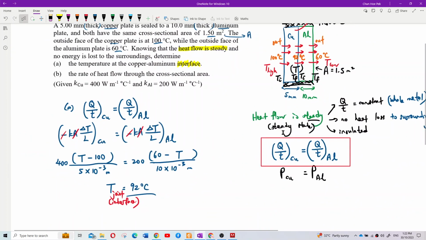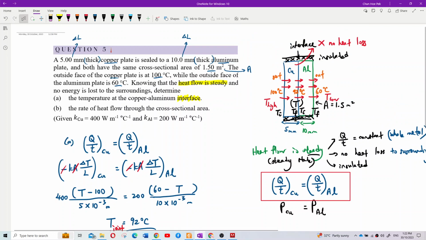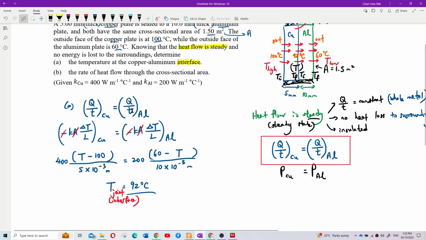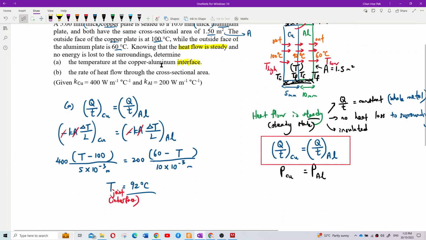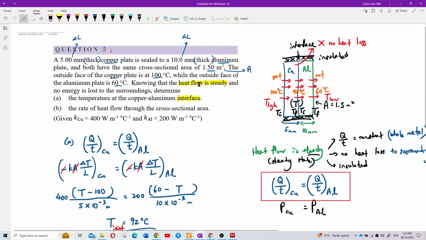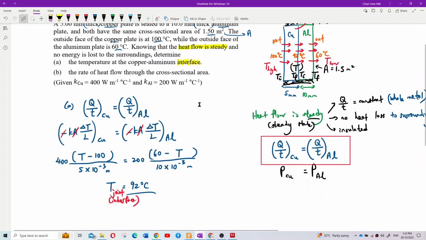So you can only do this question if it is insulated and can achieve steady state, constant heat flow. Then the heat flow is constant for copper and aluminium. Then only can you find the joint temperature. If heat flow is not constant, is non-insulated, and there is heat loss, then this question cannot be done. The question must be steady heat flow, can achieve steady state first. Then only can do this question. No heat is lost to the surrounding. Why is no energy lost to the surrounding? Because the metals are insulated.